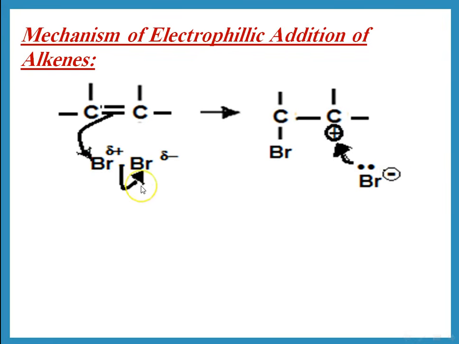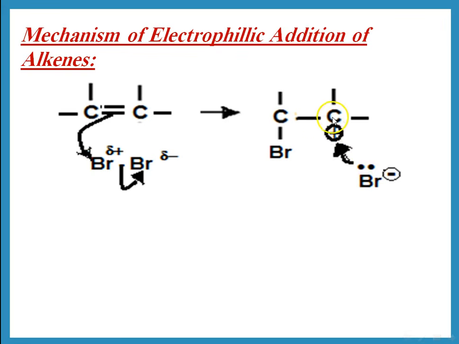So at the beginning I have Br2. In the Br2, each one of them has slightly positive, slightly negative. The double bond attacks the Br with the slightly positive. The bond between them, electrons will go to the Br that's slightly negative. Now, that gives me a Br with a full negative charge and extra 2 electrons.